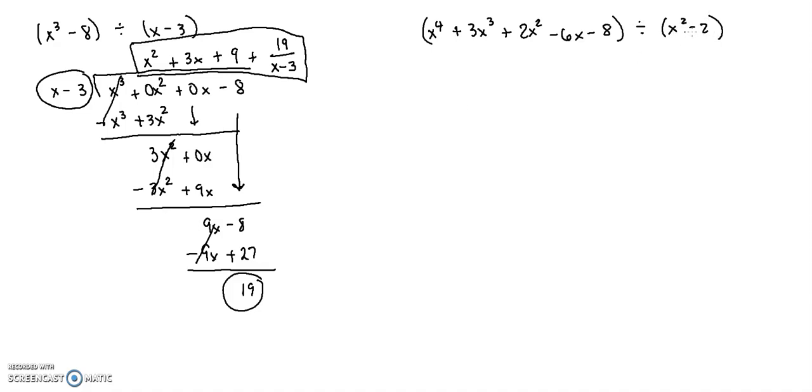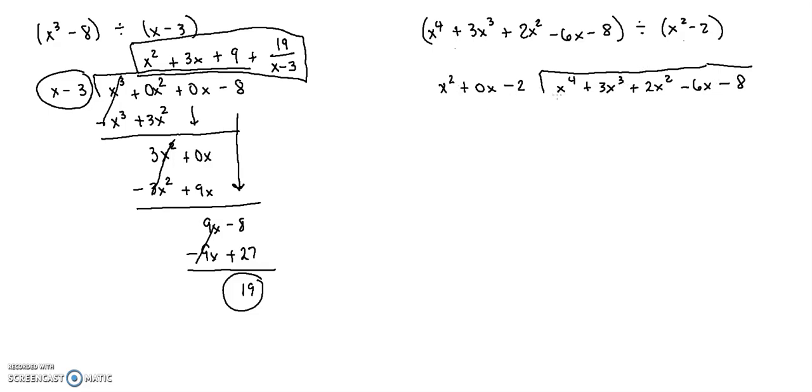Okay, so we're going to have x squared minus 2 going into this whole thing. Now, this one right here is not missing any terms. We've got 4, 3, 2, 1, and the number. But this one over here is missing an x term, so we need to put in that placeholder. So we're going to have x squared plus 0x minus 2, because we're missing that x term. We're going to put that in as a 0. And then this one, we're going to have x to the 4th plus 3x cubed plus 2x squared minus 6x minus 8. And so now we're going to divide.